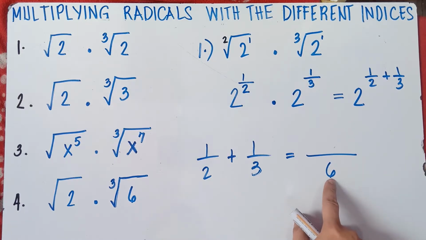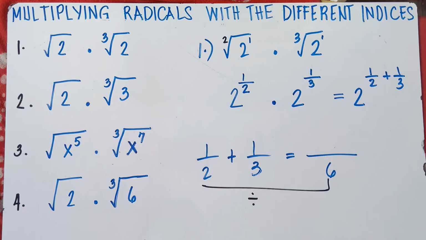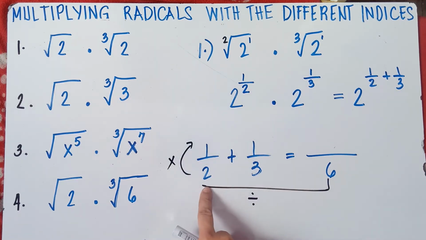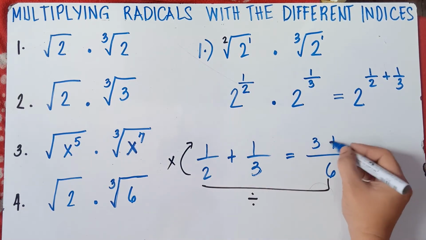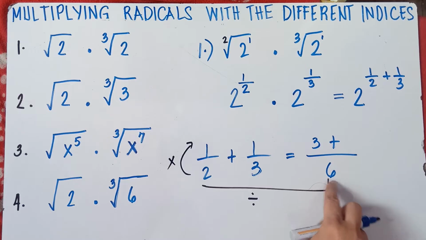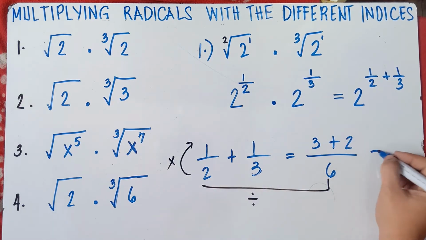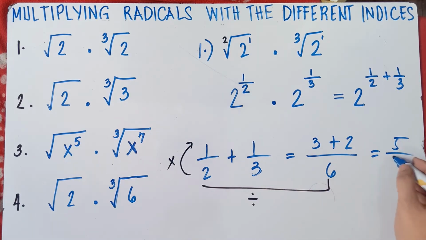So 6 divided by 2, and then you multiply it by 1. 6 divided by 2 is 3, times 1 is 3. Plus, copy the plus sign. 6 divided by 3 is 2, times 1 is 2. And this will be 3 plus 2, that is 5, over 6. That's it, class. 1/2 plus 1/3 is 5 over 6.